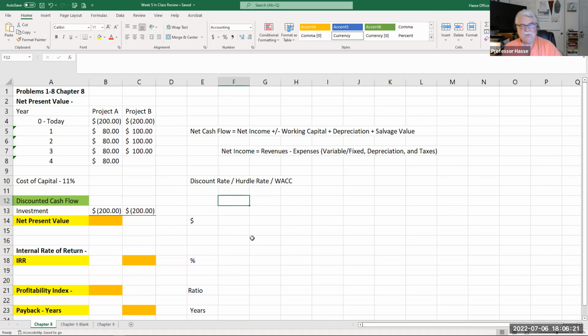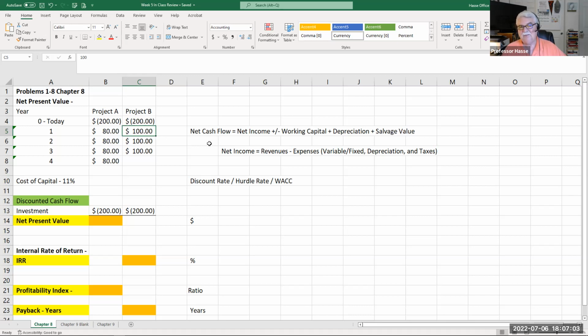Okay, so let's take a look at this. Again, we're given the project cash flows. Now, what do these $80 and $100 represent? They represent net cash flow of the project, which is net income, revenue minus expenses, plus or minus working capital investment, plus depreciation add back, and plus any salvage value or disposal value that you anticipate at the end of the project's life to recoup some of the costs of the invested asset.